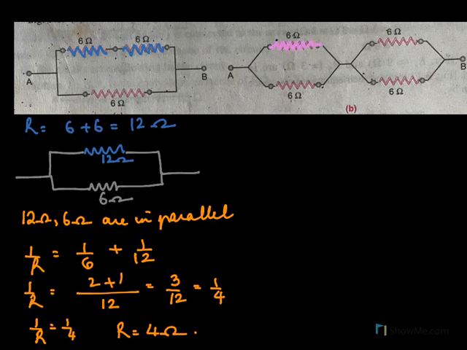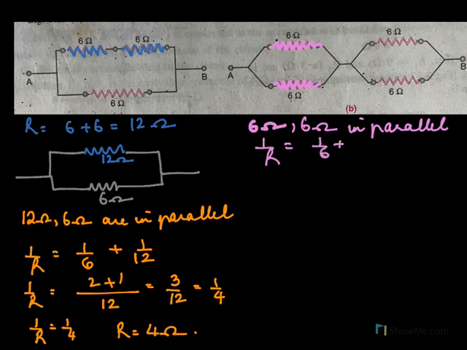For the next one, we see that the 6 ohms and the 6 ohms are connected in parallel, which means the total resistance 1 by R is 1 by 6 plus 1 by 6, 2 by 6, 1 by 3. So R is 3 ohms. This also is connected in parallel.